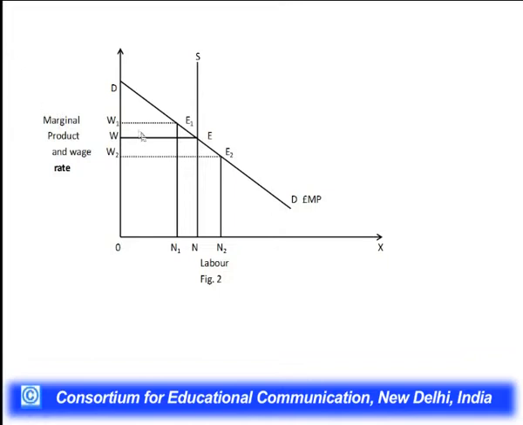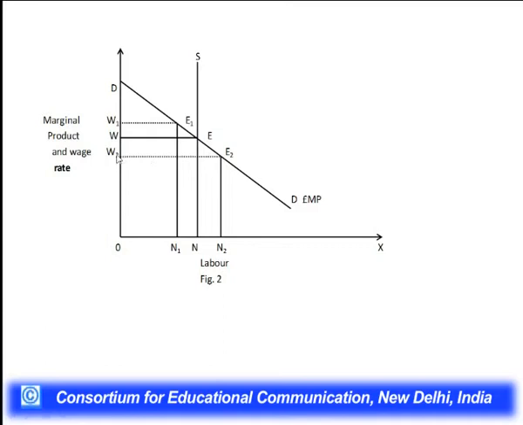If more wages are given to the labor, or the wage rate is higher than OW, say it is OW1, then you see that employment falls to ON1. So here NN1 would be the unemployment in the economy due to the increased wage rate. So this says that if wage rate rises, there will be fall in employment.